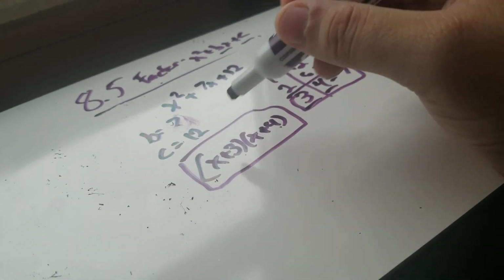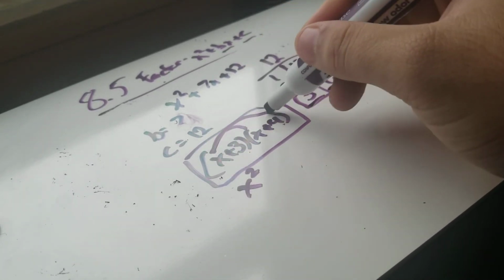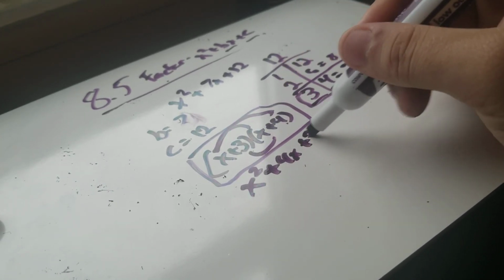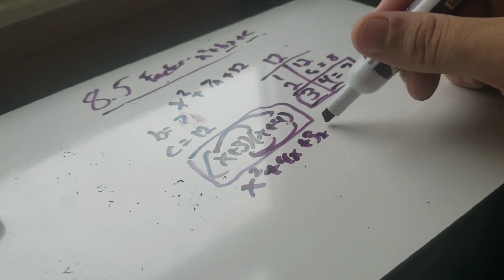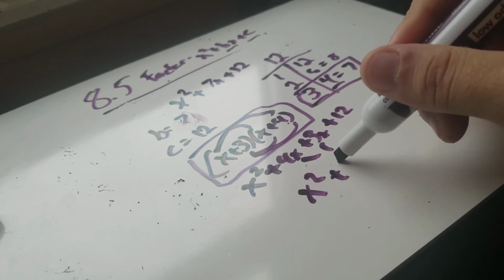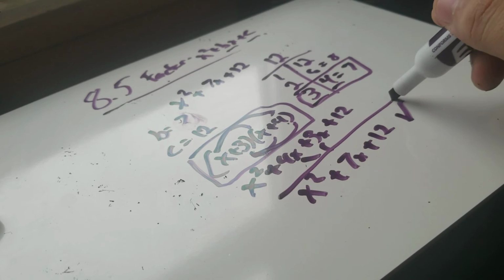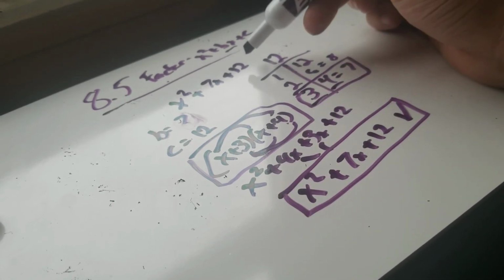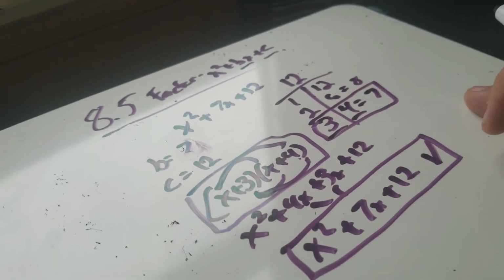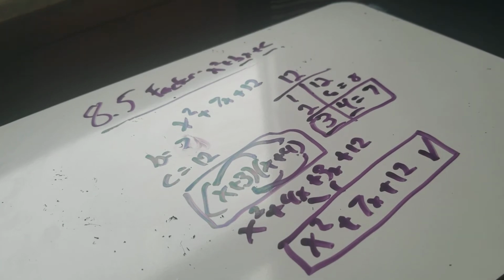Just to check, let's FOIL it and see if we get back to here. X times x, x squared. X times 4, 4x. 3 times x, 3x. 3 times 4, 12. Combine like terms: x squared plus 7x plus 12. Hey, that is checked off. That matches my original problem, so I know this is my correct factored form.